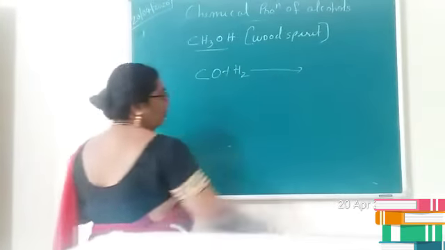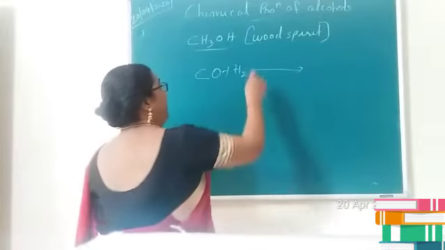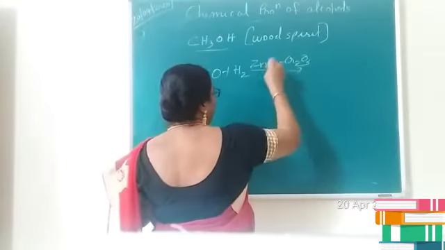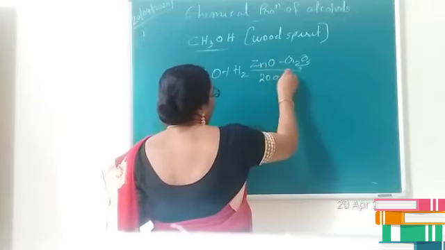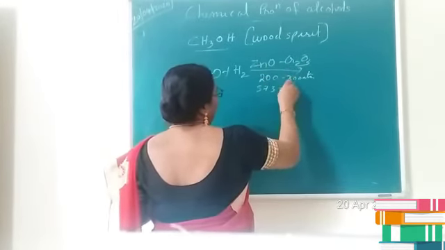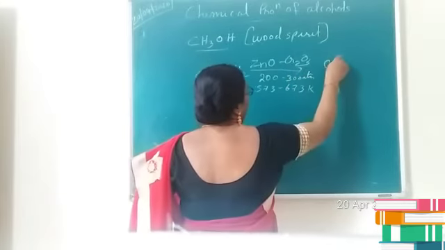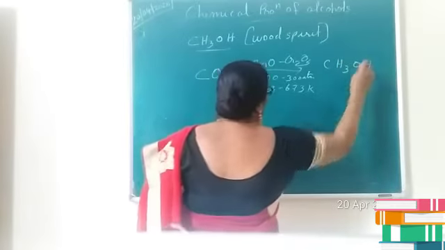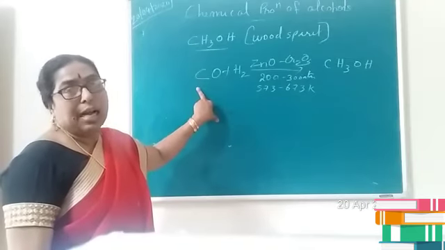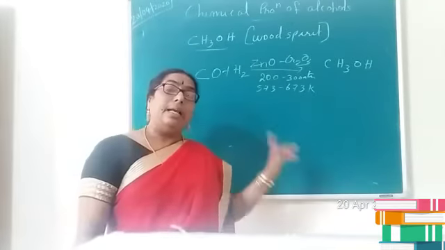Carbon monoxide undergoes catalytic hydrogenation, that is in presence of zinc oxide or chromium oxide as the catalyst at about 200 to 300 atmospheric pressure and 573 to 673 Kelvin and results in the formation of methanol. Is it clear, children? It is formed by the catalytic hydrogenation of carbon monoxide at high temperature and pressure.